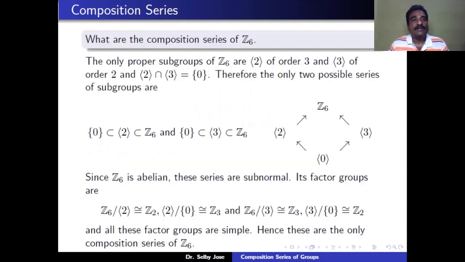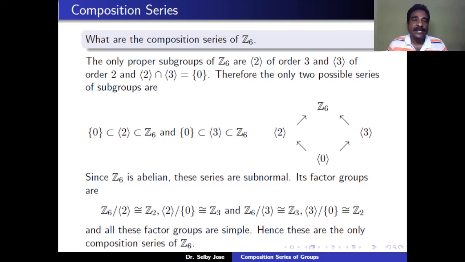Now we'll see what the composition series of Z6 are. Now what are the subgroups of Z6? We know that if G is a cyclic group of order n and D is a divisor of n, then G has a unique cyclic subgroup of order D. So here you can see that 2 is a divisor of 6 and 3 is a divisor of 6. Therefore, Z6 has a unique subgroup of order 2 and a unique subgroup of order 3.